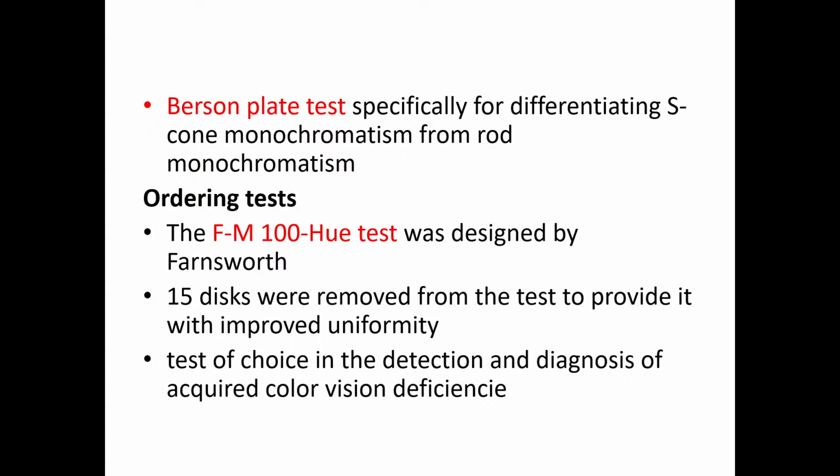Ordering tests. Ordering tests are the Farnsworth-Munsell 100 hue test. It was designed by Farnsworth. Previously there were 100 different colored caps. But later 15 discs were removed from the test to improve uniformity. So how many are remaining in the Farnsworth 100 hue test? This is a quiz question. They will ask how many caps are in the 100 hue test. This is the test of choice in detection and diagnosis of acquired color vision deficiency.